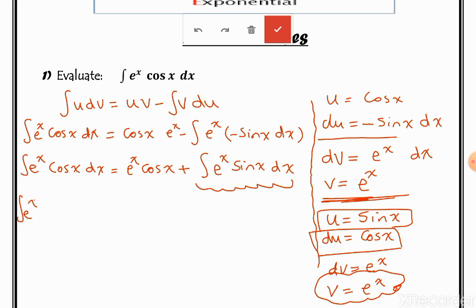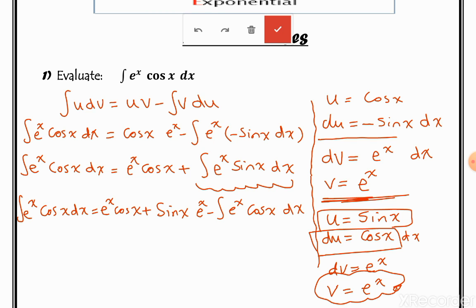So the integral of e to the power of x cosine x dx is equal to e to the power of x cosine x plus uv minus the integral of v du, which is the u, sine x, times the v, e to the power of x, minus the integral of v, which is e to the power of x, and the du again is cosine x dx. I forgot the dx here. Nice.